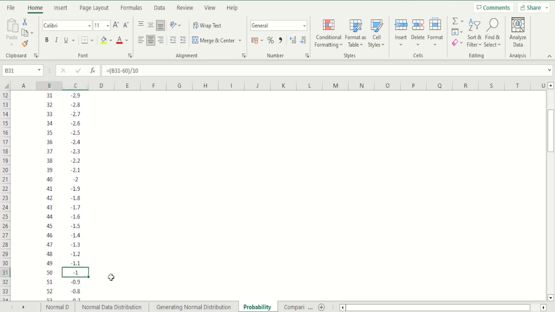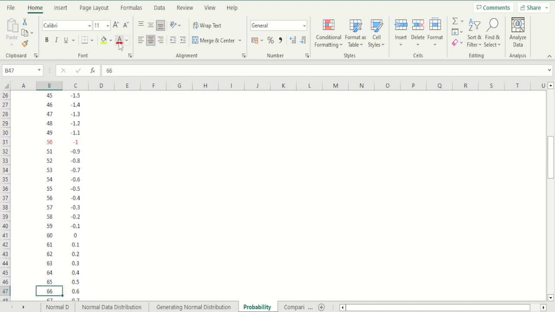Let's mark out the first point. So 50, as we can see, is -1 standard deviations away from the mean. So let's mark this. This is 1 point. And then the other point that we have was 80.